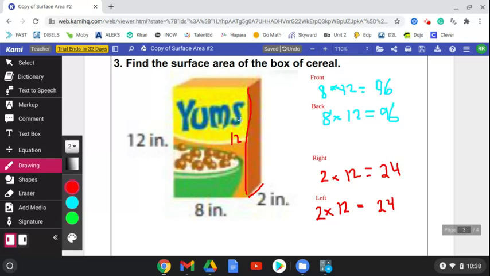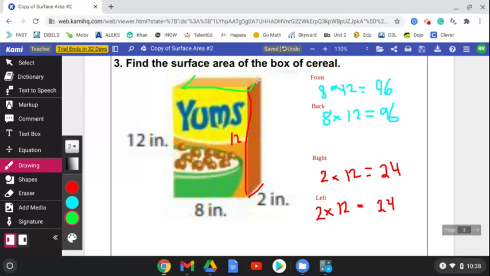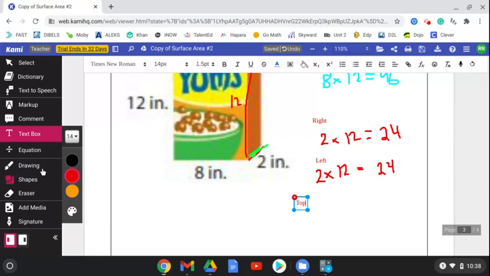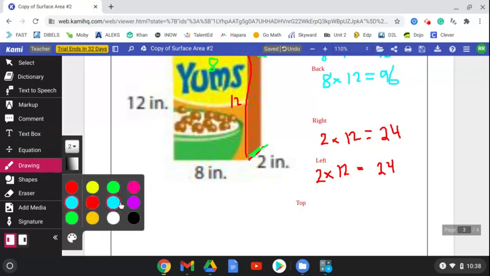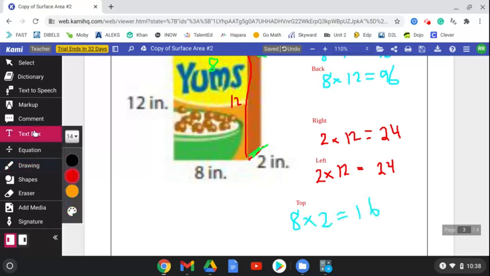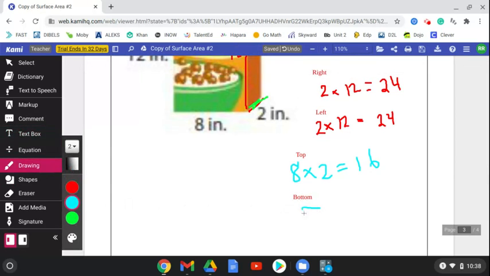So I have the front and the back, I have the left and the right. The final thing that I need is the top and the bottom. And so from here to here, that's going to be 8. And I know that from here to here is 2. And so the top and the bottom is going to be an 8 by 2. Let me call this the top. Okay, the top is an 8 by 2, which is 16. And the bottom will also be an 8 by 2 rectangle.